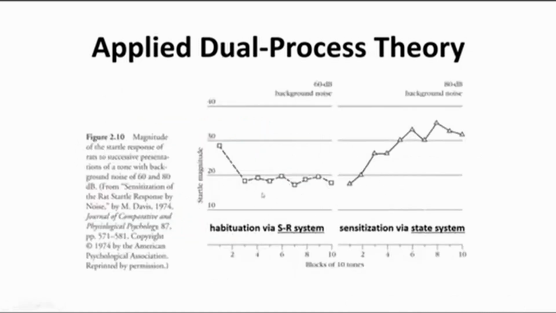And one more example here with that difference in background noise. So here with low levels of background noise, we could say that our state system isn't originally activated. So we see habituation using our SR system in this first example. But when that background noise is cranked up, the state system is activated and we see a lot more sensitization here. So the sensitization process would be a lot stronger and we'd see a net sensitization effect on this side here.